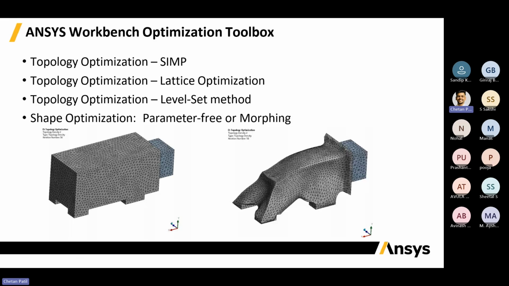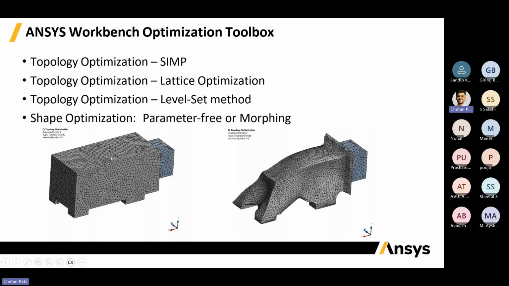So density based optimization is only eliminating elements on the geometry, but in the topology optimization, that is the level set method, it optimizes the shape of the geometry itself based on the boundaries that you are selecting. Boundaries in the sense whatever surfaces you select from the boundary, those will come into consideration for the optimization. Then later on, we have shape optimization, which we also call parameter free, or a morphing method. The same is showcased here on the screen.